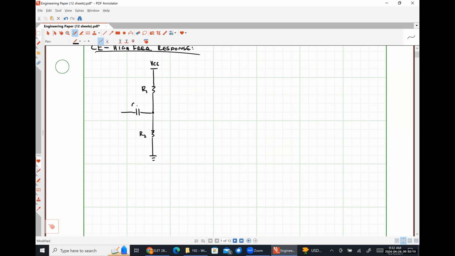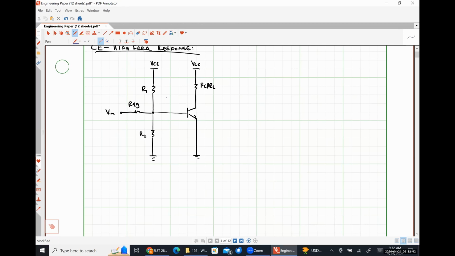feedback capacitance tends to make, actually, hold on. Erase that, sorry. That's a low frequency capacitor, so it shouldn't be here. Here's our signal, the input. RC in parallel with RL.